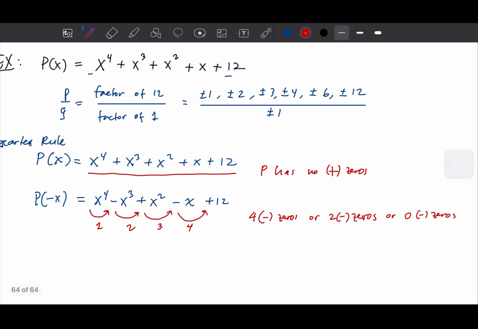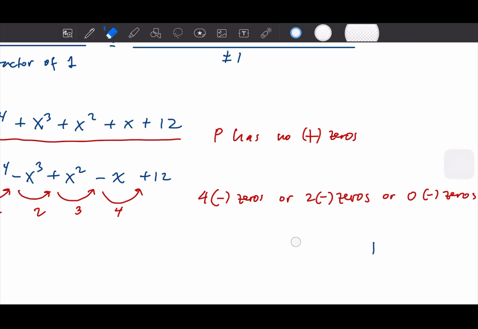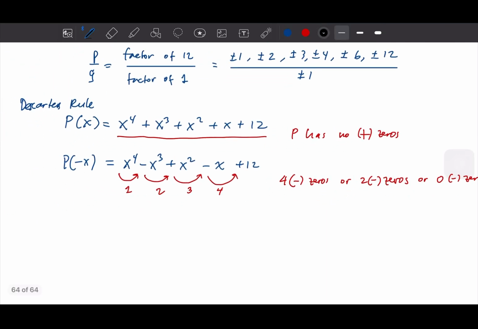Okay, so when you have more than 2, for example, maybe you have 3, you could write 1. Okay, and then it's just 2. If you have more than 3, like 4 or 5, you could have 3, you could have 1. Okay, so I hope you understand how we write this possibility. Now we're going to take this into consideration. So perhaps we are going to have 4 negative zeros, 2 negative zeros, or 0 negative zeros.